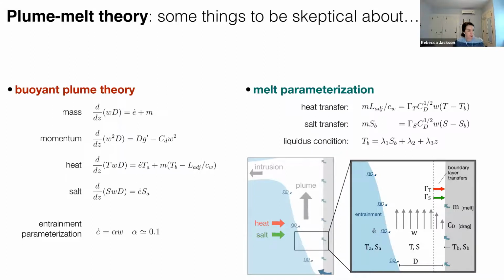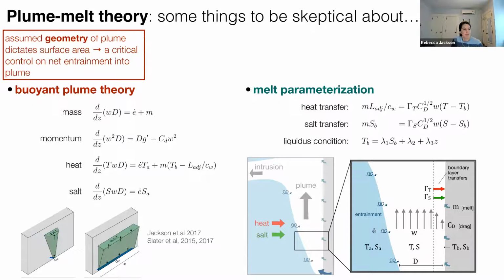Okay, so I want to prime you about a few things that you might want to be skeptical about in this plume-melt theory. This basically hints at the results I'll be getting to. So if you look on the buoyant plume theory side of things, one important limitation is that you have to assume some geometry of the plume, and that sets the surface area, and that's in turn a critical control on how much net entrainment there is into the plume.